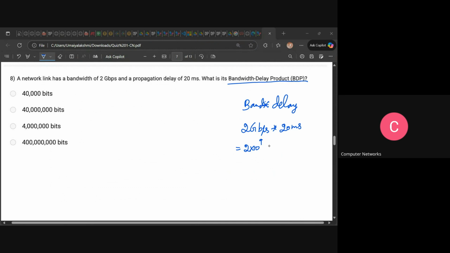And then 20 into 10 to the power of minus 3. So what will we get? 40 into 10 to the power of 6. Yes, 40 into 10 to the power of 6. So 10 to the power of 6 means it's megabytes. Is it clear?